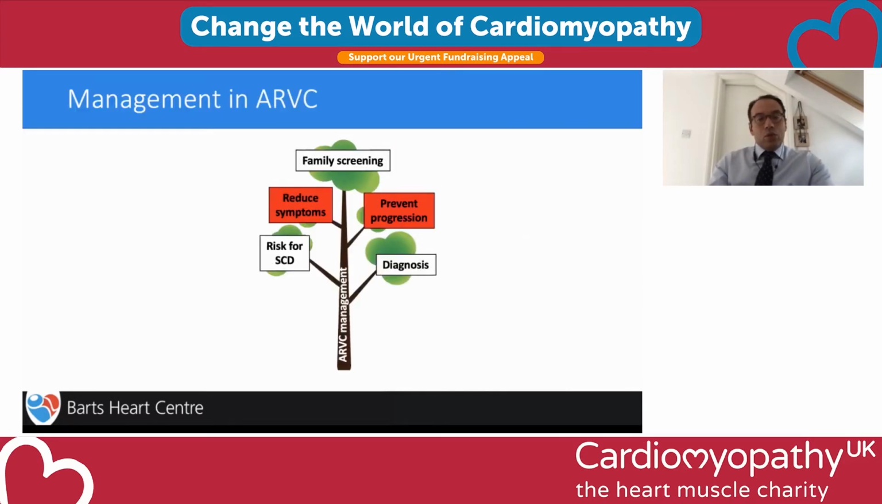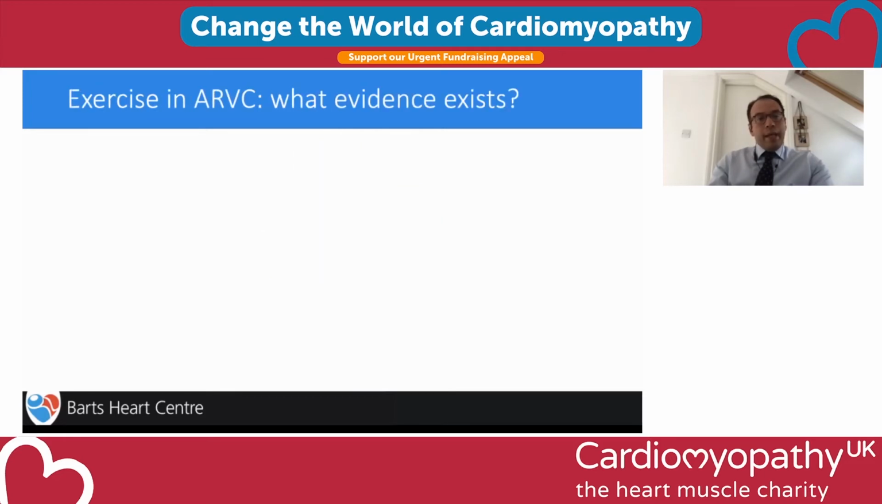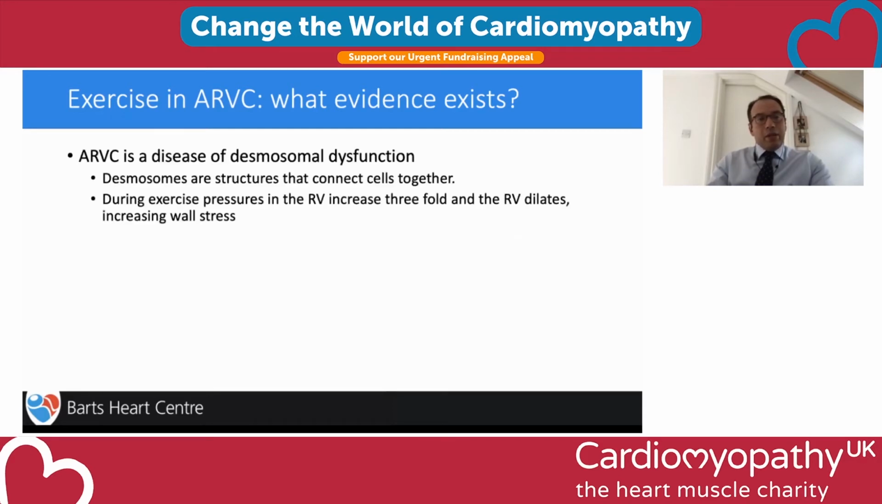Another important point is to reduce the symptoms and prevent the progression. I've put them both together because our interventions there work in both ways. One of the important things is really exercise. We now have a significant amount of evidence that exercise in arrhythmogenic cardiomyopathy is an important factor. We know ARVC is mostly a desmosomal dysfunction, and the desmosomes connect the cells together. During exercise, the RV pressure increases up to threefold. The right ventricle can dilate and increase the wall stress. All this puts pressure on the desmosome, which already has a genetic abnormality.